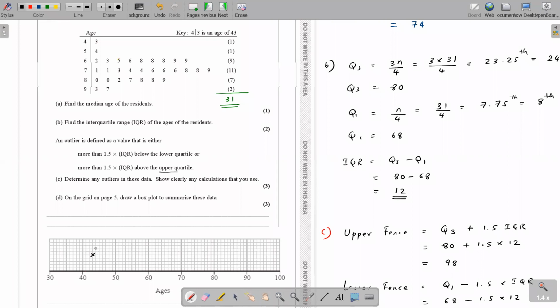And then, children, what's next, the whisker? The whisker starts from where? What's the next figure after 43? 53, the very first figure that is not an outlier. That's where you mark the whisker. So 51, 52, 53, 54. So this is the whisker. Are you guys with me, children? Can you all talk with me?